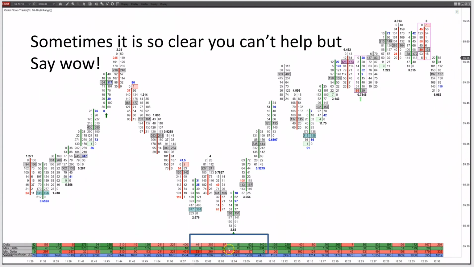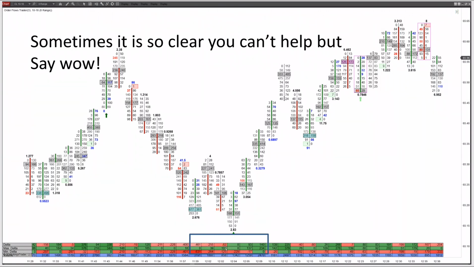So when you see minus 461 as negative delta, there were 461 more aggressive sellers than aggressive buyers in that bar. Next bar, minus 255, tells you there were 255 more aggressive sellers than aggressive buyers in that bar. It's still negative, but it's getting weaker when you start putting it in context of what's going on in the market. We went from minus 461 to minus 255.